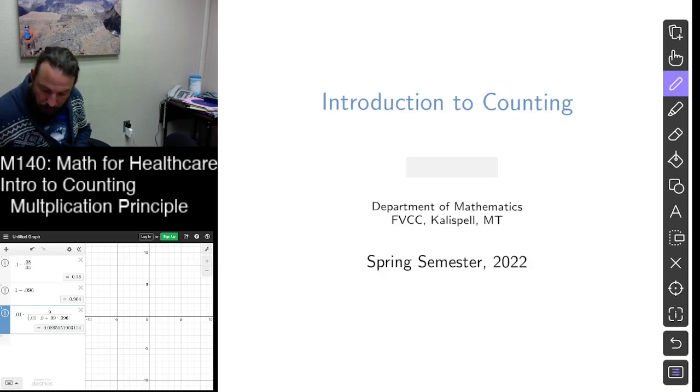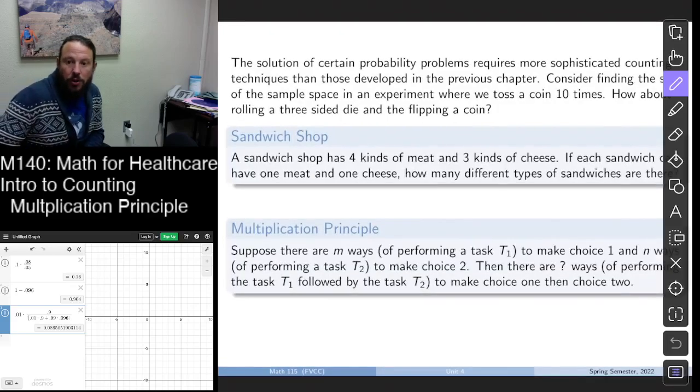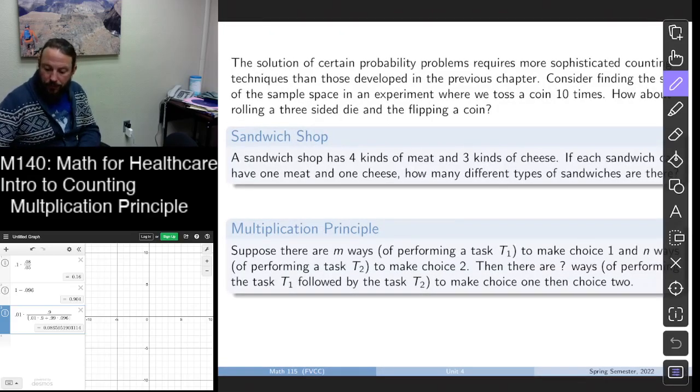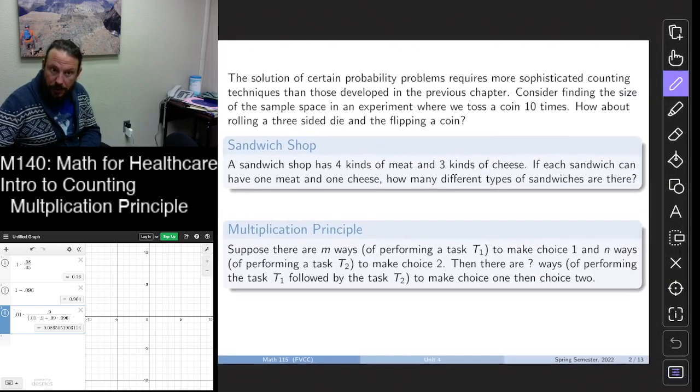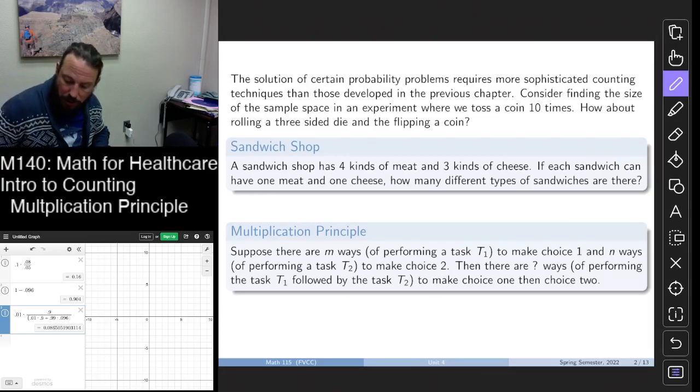So the first thing we learn, well, I basically just said that, is what's called the multiplication principle. Here, our example is a sandwich shop has 4 kinds of meats and 3 kinds of cheeses. Each sandwich can have 1 meat, 1 cheese. How many different types of sandwiches are there? So let's think about this.